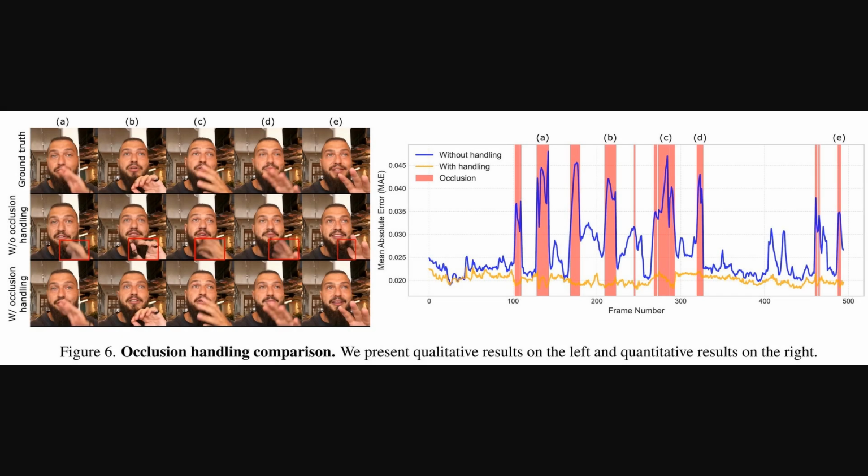And to tackle another common challenge, occlusions, this figure on page 8 is quite telling. Qualitatively, on the left, you can see how an occluding hand really messes up the mouth region without their handling, but with it, it's preserved correctly. Quantitatively, the graph on the right shows error spiking during occlusions for the baseline, but remaining low and stable for KeySync.